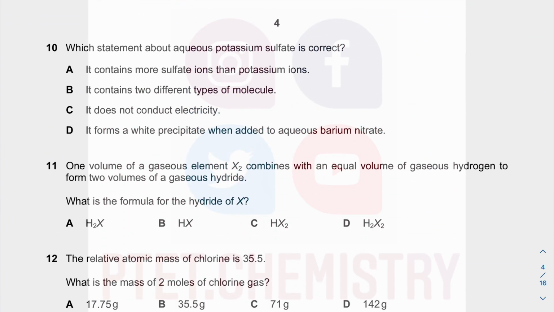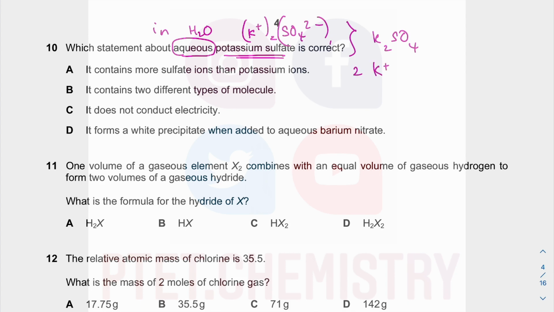Question 10. What do you know about aqueous? That means in water. That means you have a mixture, okay? So K+ and SO4 2-. The LCM of 1 and 2 means you need 2 of that and you need 1 of it. So the proper formula is K2SO4.